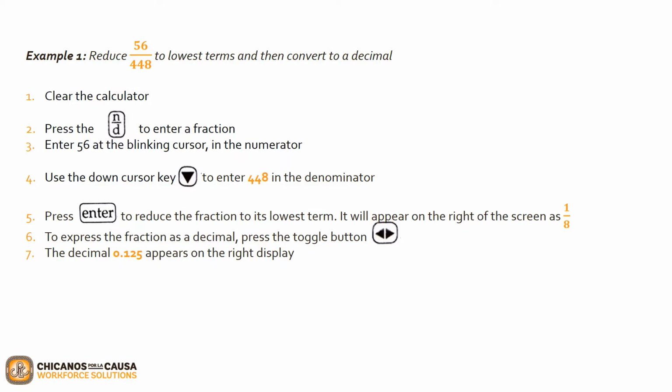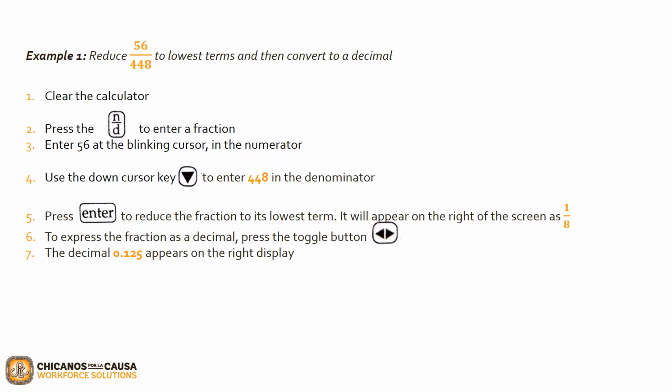If you do not push the down cursor, it will keep adding numbers into the numerator. So that part is super important. Now that you have your fraction in there, go ahead and press enter, or what I like to call the equals button, to reduce the fraction to its lowest term. It will appear on the right side of the screen as 1 over 8, or 1/8.